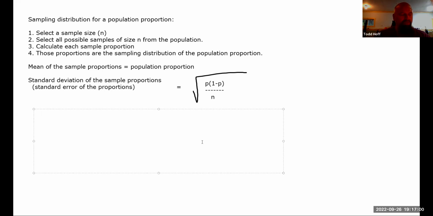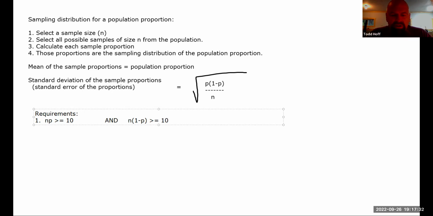For the population proportion, we have to have certain requirements met as well. One is that n times p has to be greater than or equal to 10. This is the expected number of successes. And n times 1 minus p has to also be greater than or equal to 10. That would be the expected number of failures.